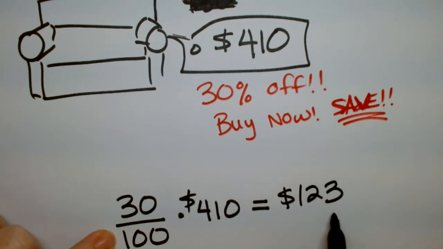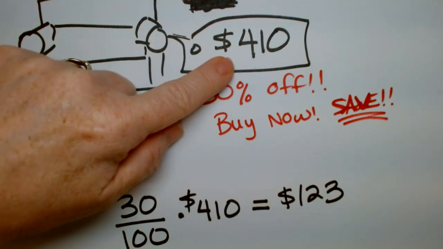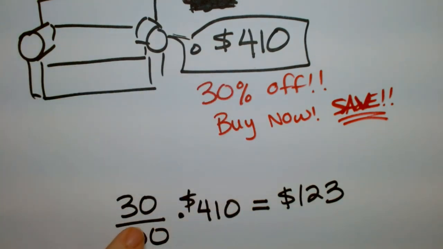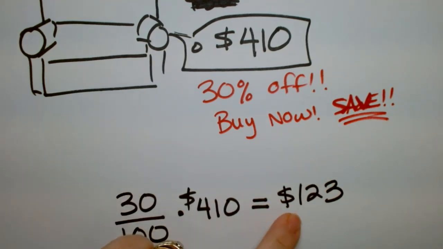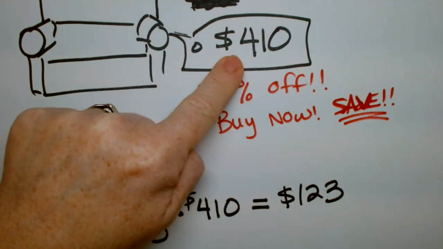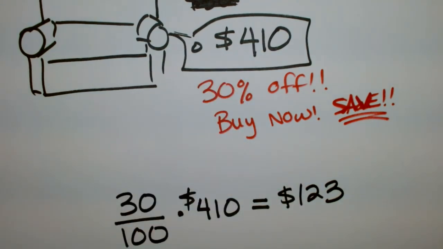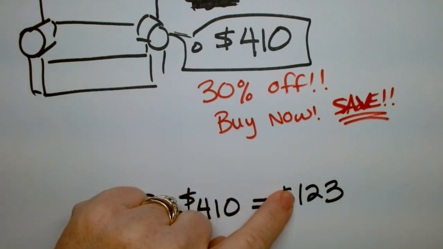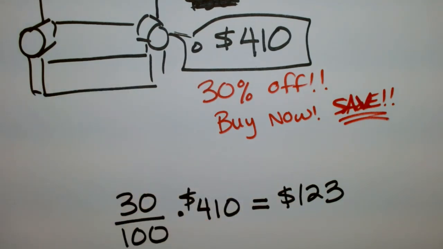Question, is that the price of the couch? You should be shaking your head like crazy. Your parents would be really happy if that was the price, right? What did we calculate? We calculated how much money they're willing to subtract from the 410 just to get you to buy the couch. So you could do it this way and then take this and subtract it from there. That's a totally valid way to do it. 410 minus 123, you could totally do that.